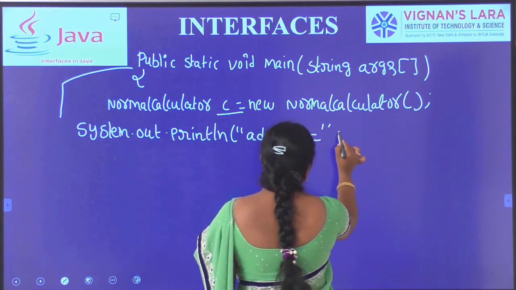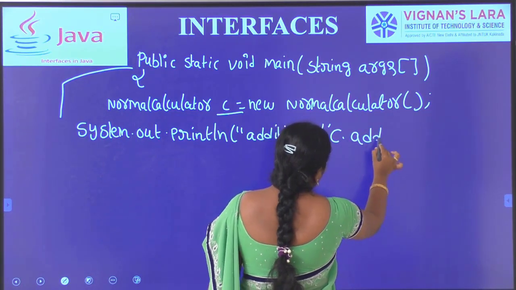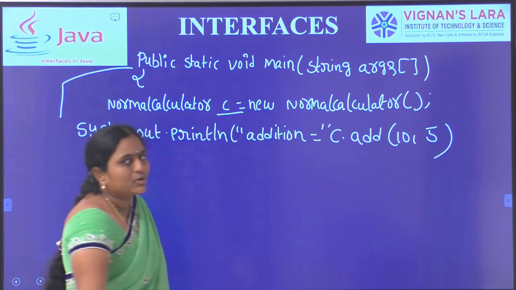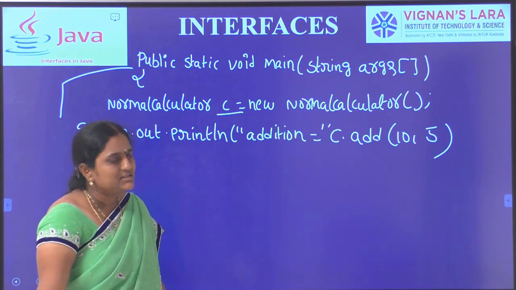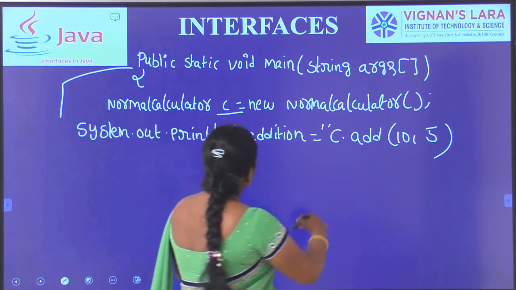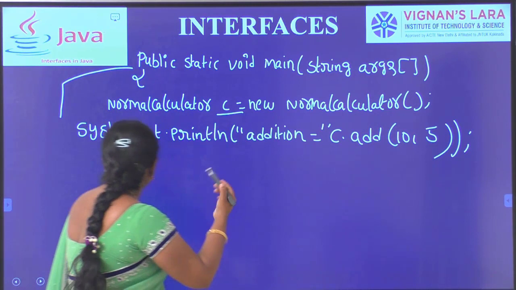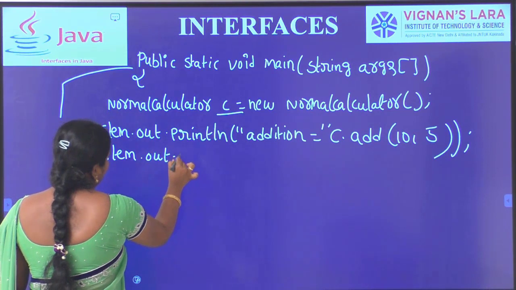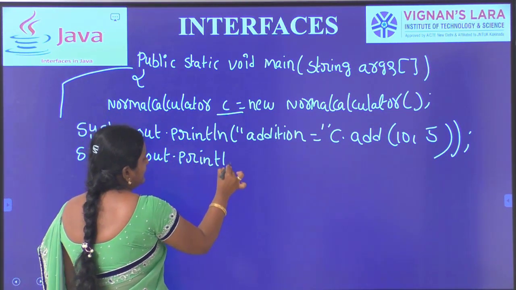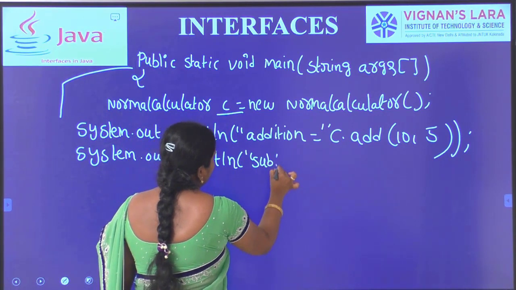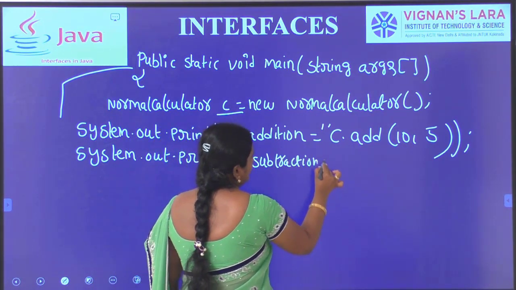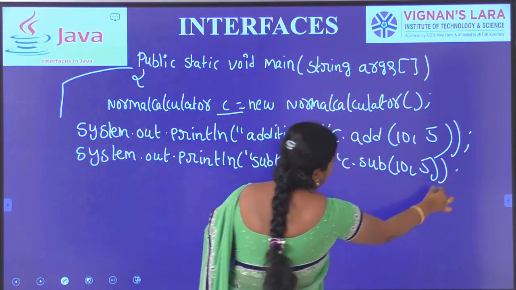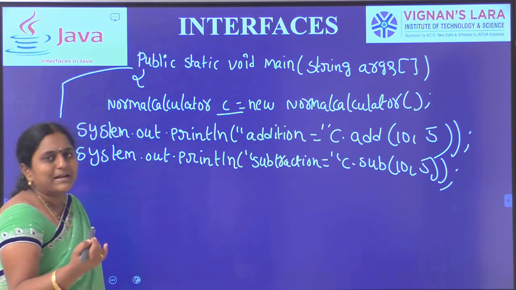Here c dot add. The add method has two arguments. Whenever we call the method with the help of the object reference, we have to pass two arguments, 10, 5. Here I am closing the parentheses. Next one, in a similar way, here I am writing System.out.println. Subtraction equal to c dot sub 10, 5. Next, in a similar way, we have to access multiply and divide.